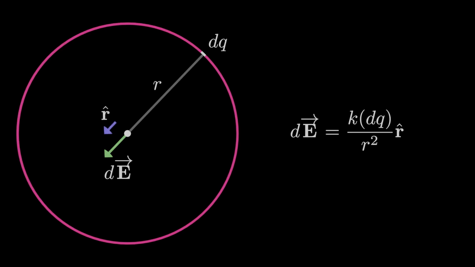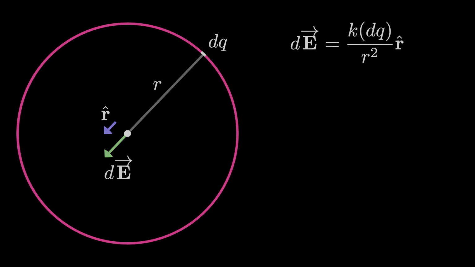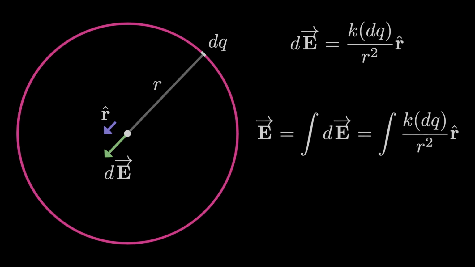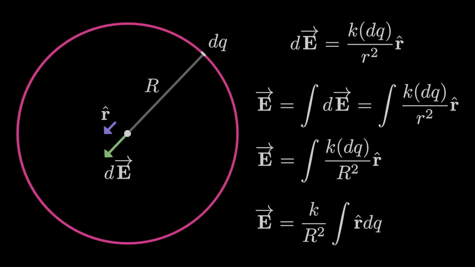Remember, once again, dE is so small that it's actually invisible, but I'm making it really large here just for the sake of illustration. To find the electric field E, we need to add up, or integrate, all the dE's together. The distance from each dq to the center of the ring is always capital R, the radius of the ring, so we can pull out some of the constants and we're left with this strange looking integral here.